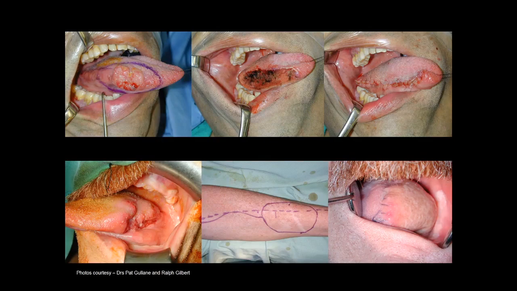It is imaging, for example, that plays a role in why these two different patients with tongue carcinoma are treated with slightly different surgical approaches. The top patient was able to have a resection with primary closure, while the patient on the bottom had a flap reconstruction.